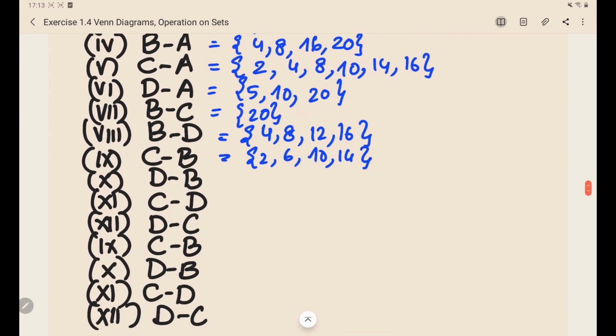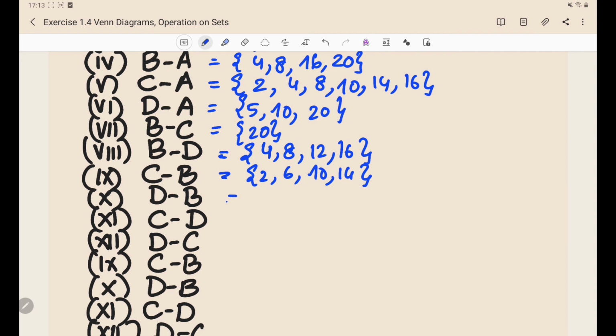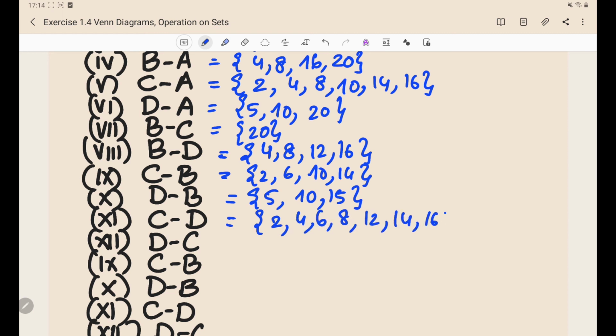So what is D minus B? D minus B means all the elements of D that are not in B: 5, 10 and 15. What is C minus D? All the elements of C which do not belong to D. So 2, 4, 6, 8, 12, 14 and 16.